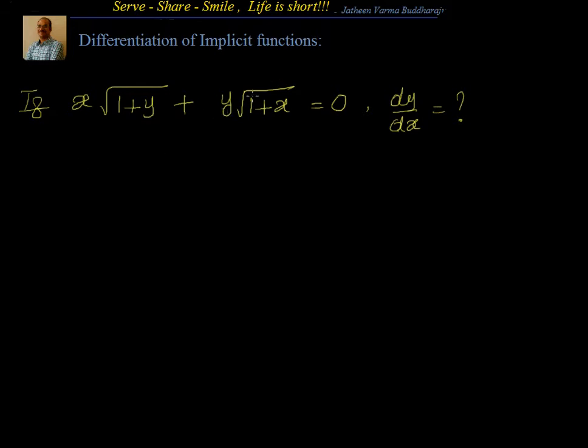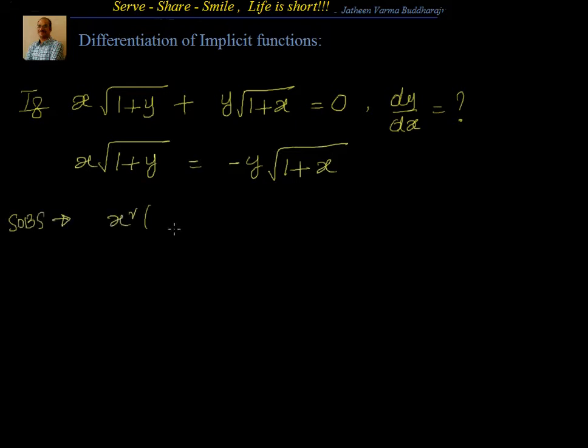For that, we'll say x root 1 plus y equal to, we will take the second term to the right hand side, it will become minus y into root 1 plus x. Now let's do squaring on both sides. Squaring on both sides will give us x square into 1 plus y equal to y square into 1 plus x. Let's try to simplify this so we can get y in terms of x or convert it into an explicit function so that we can easily differentiate that.